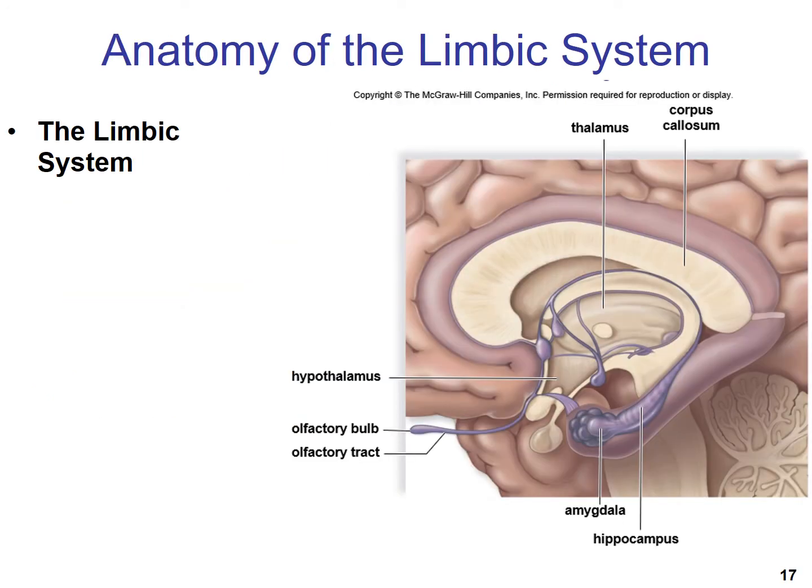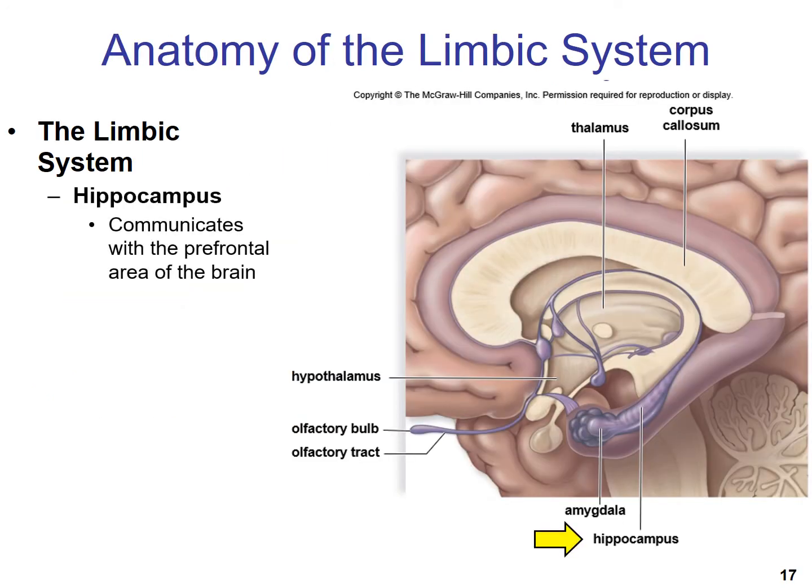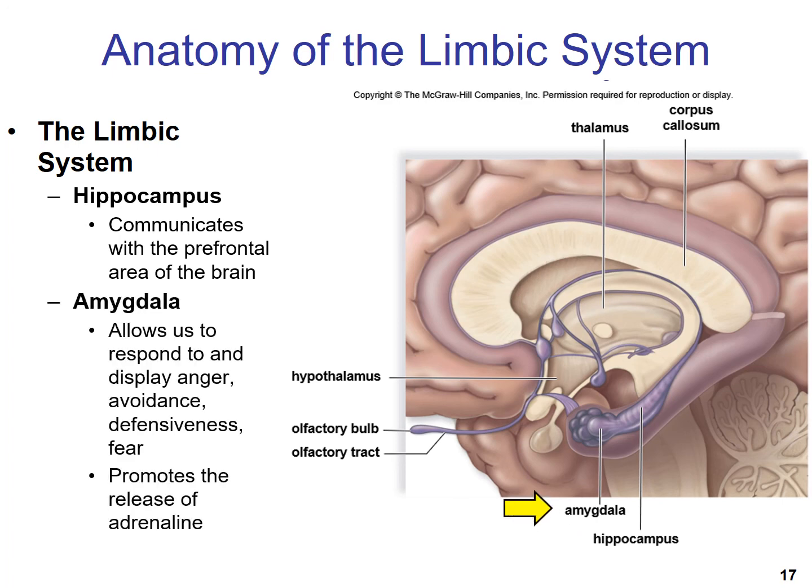So these are the parts of the limbic system: the hippocampus, which communicates with the prefrontal area of the brain. If you recall, the prefrontal area of the brain is responsible for things like higher order thinking. And basically, before I go on to the amygdala, the hippocampus plays a large role in memory. Now, the amygdala is what allows us to respond to anger and display anger, avoidance, defensiveness, and fear, and it promotes the release of adrenaline, which is definitely associated with all of these different things.